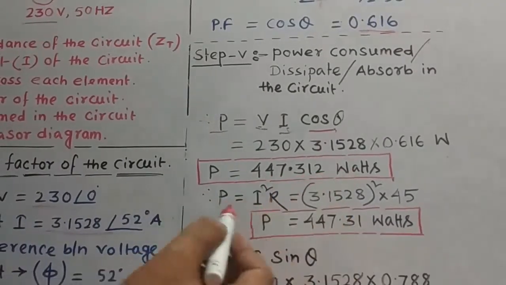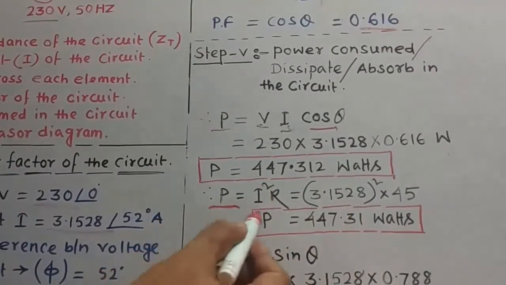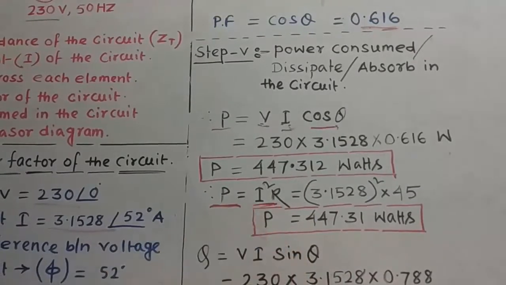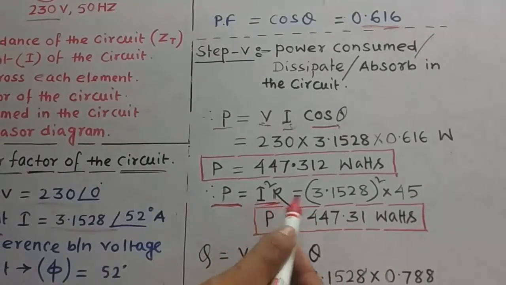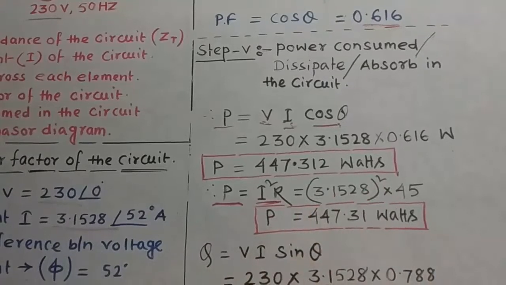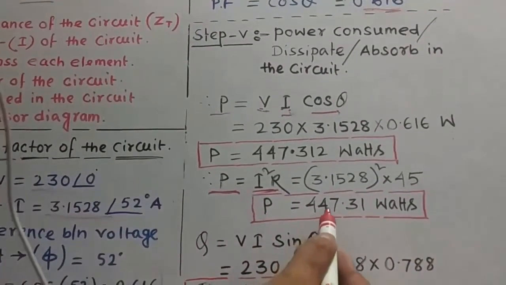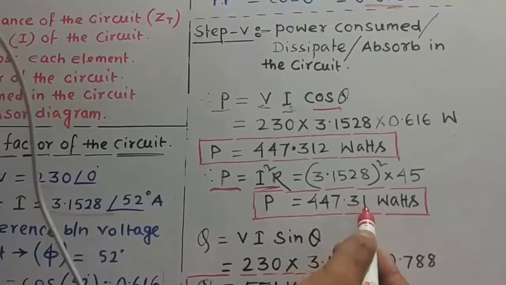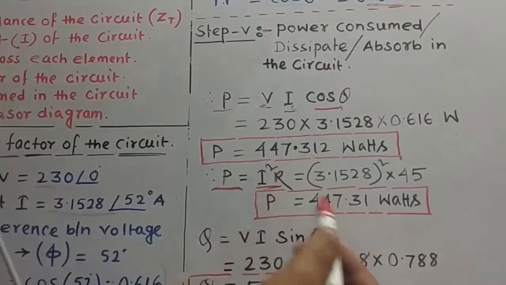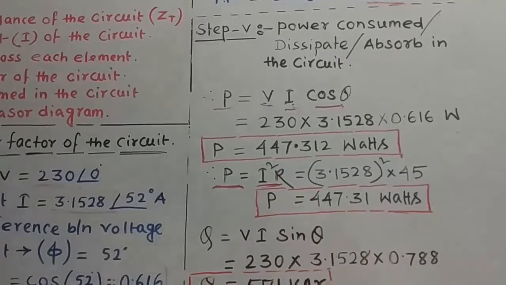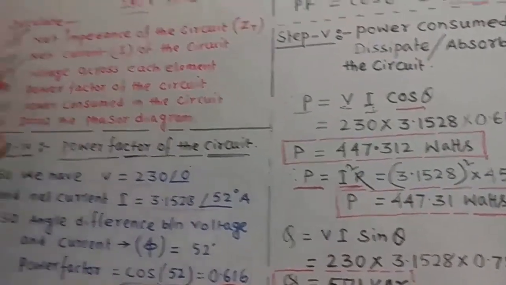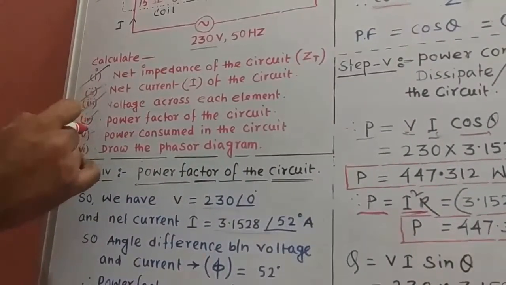So it is coming 447.312 watts. In another way also we can calculate the active power, it is I square R. If you do the I square R form, you will also get 447.31, which is approximately the same value. So this is your active power, and the power consumed in the circuit is over.